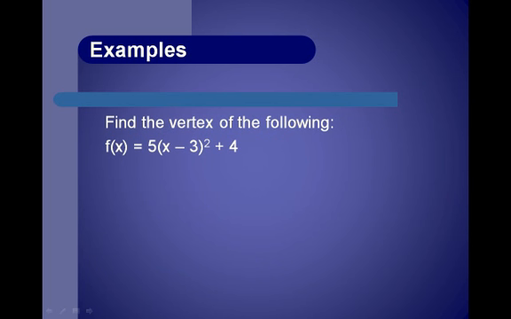Okay, let's do an example of this. Find the vertex of the following. f of x equals 5 times (x minus 3) squared plus 4. Because this is of the vertex form, the x value of the vertex is the opposite of this number, which is 3. The y value is the number that's on the end, which is 4. So our vertex would be (3, 4).